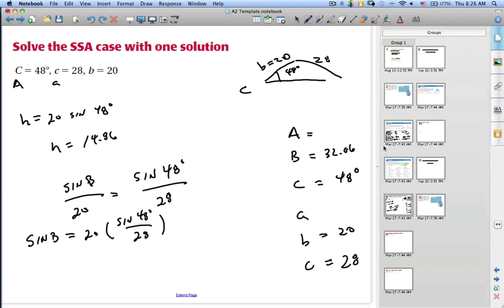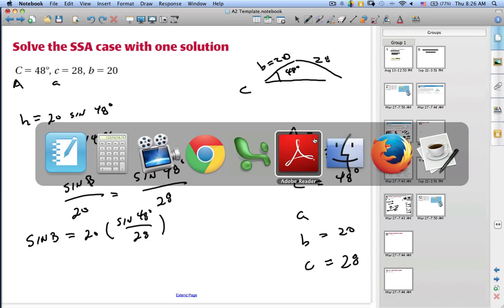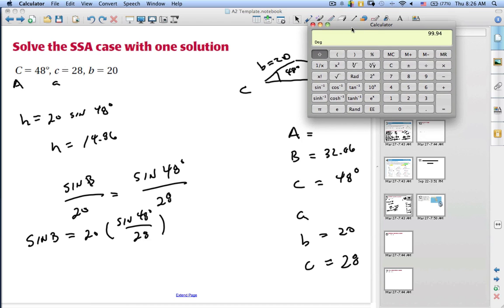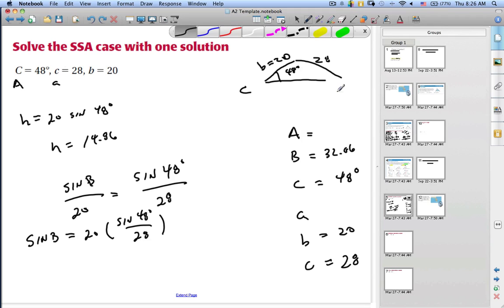Now I can find angle A because it's going to be 180 minus 32.06 minus 48. It's 99.94. And the last thing I want to do is find the length of side a.